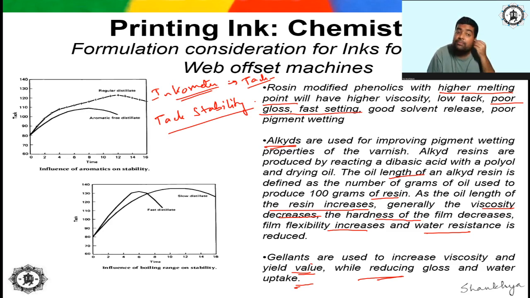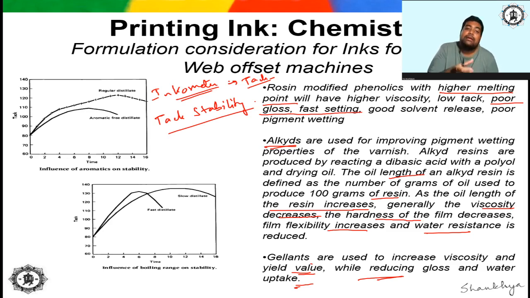Even during printing, if the tack of the ink is very high, then it will try to hold on at the blanket and substrate interface. There, the ink will try to stick to the blanket itself. When the inked blanket comes in contact with the substrate at the nip, the ink will not try to release the paper, and there will be a problem of paper tearing. In case of web machines, web break and all these problems will happen.